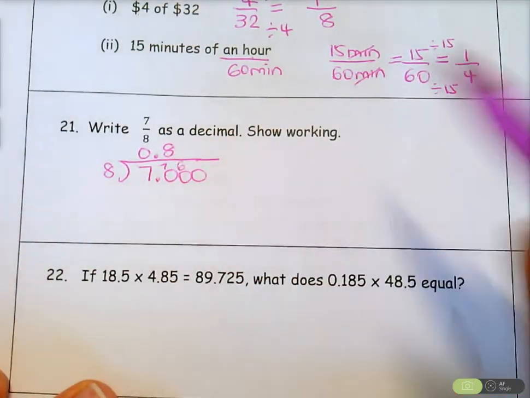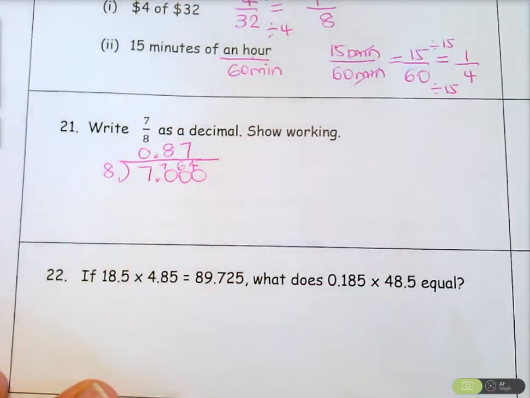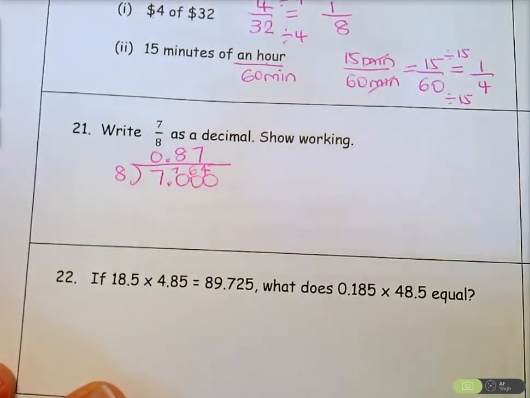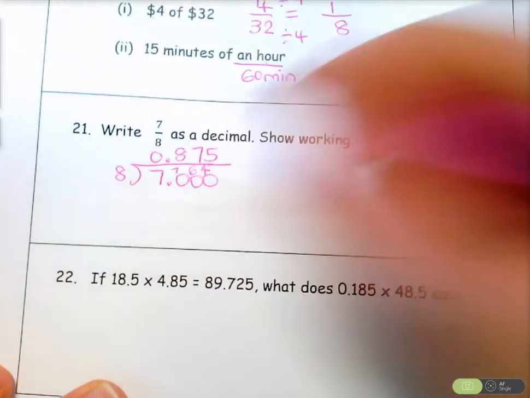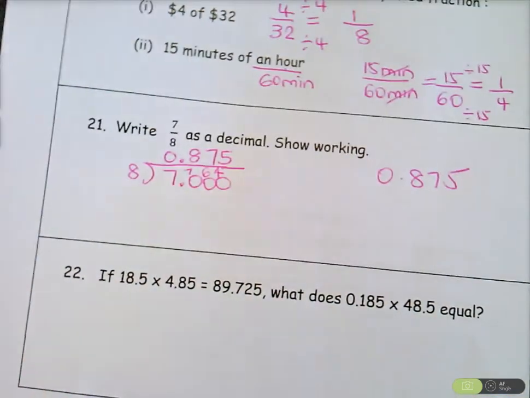Does 8 go into 60? Yes, it does. 8 7s are 56 with 4 remainder. And does 8 go into 40? Yes, it does. It goes in exactly 5 times. So your answer is 0.875.